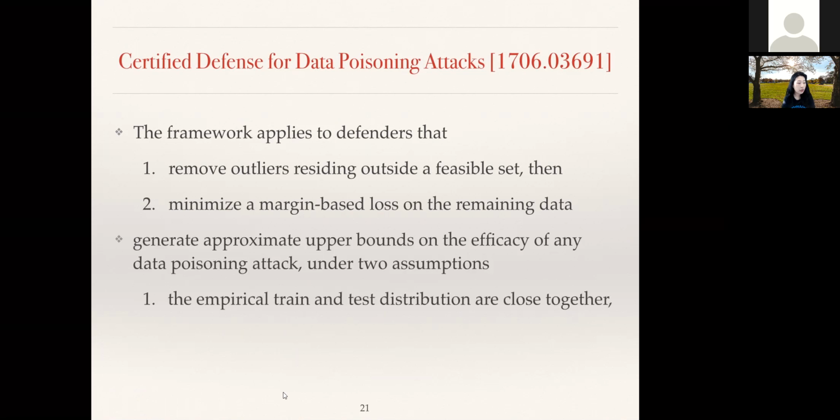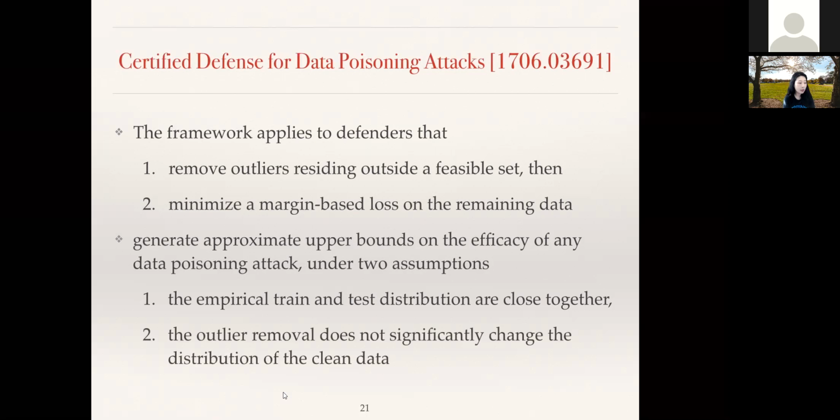Okay, so it generates approximate upper bounds on the efficiency of any data poisoning attack under two assumptions. I will also explain why they have these two assumptions, and possibly we can brainstorm how these assumptions could be avoided, or if these assumptions don't apply, what would that imply in terms of the theory we see?